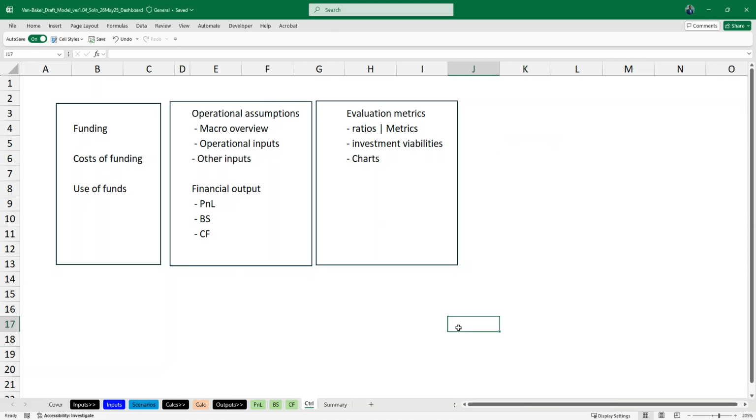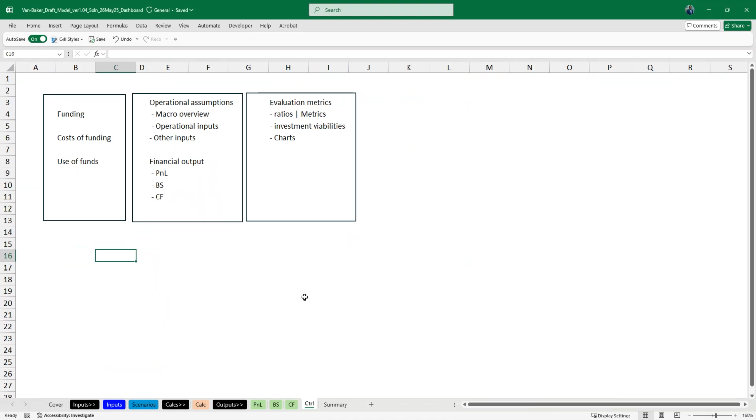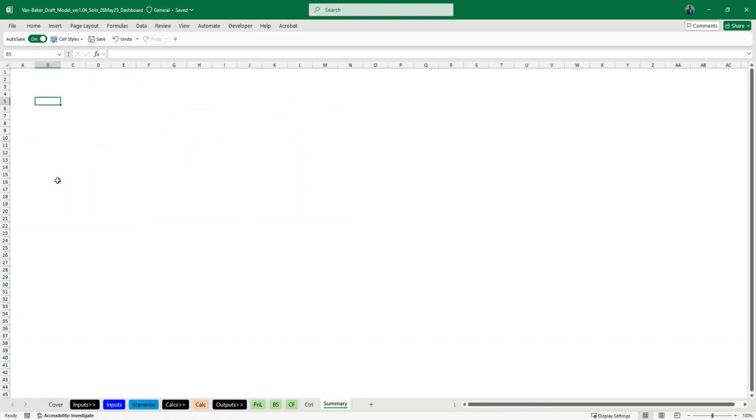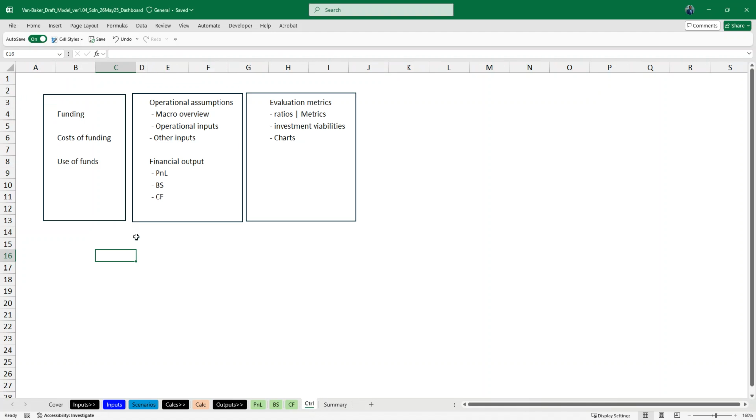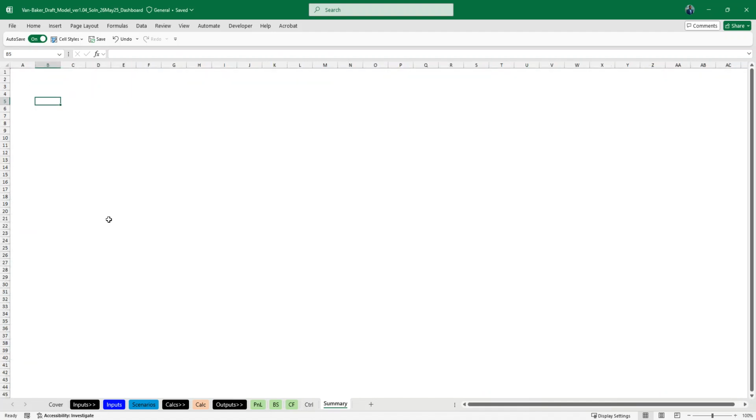Okay, so now the next thing is let's try to create this in our summary worksheet, such that someone can look at the summary worksheet and be able to tell and see everything without having to go through all the worksheets. So now let's get started with our summary worksheets. As I said, the first thing we need is our funding. Now, you are allowed to be creative.